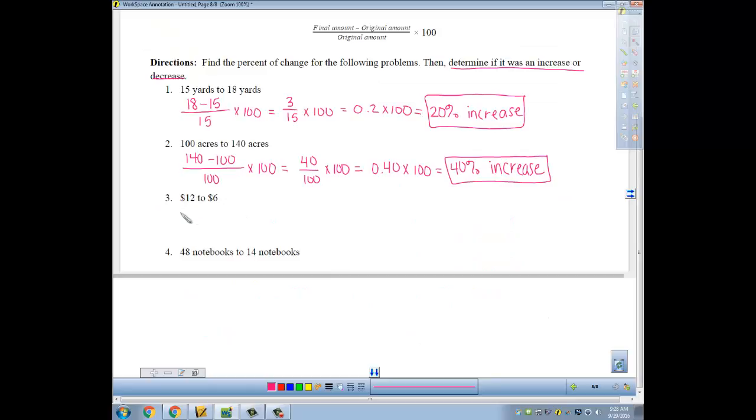Number 3, subtract your numbers on the top. And again, you can subtract them in any order. So I'm going to do 12 minus 6 on top. Then you always divide by your first number. So divide by 12 times 100. 12 minus 6 is 6. Rewrite the rest of the problem. 6 divided by 12 is 0.5 or 0.50. When you multiply it by 100, you're going to get 50%. And then look back, it went from 12 to 6, so it went down, so that was a decrease.